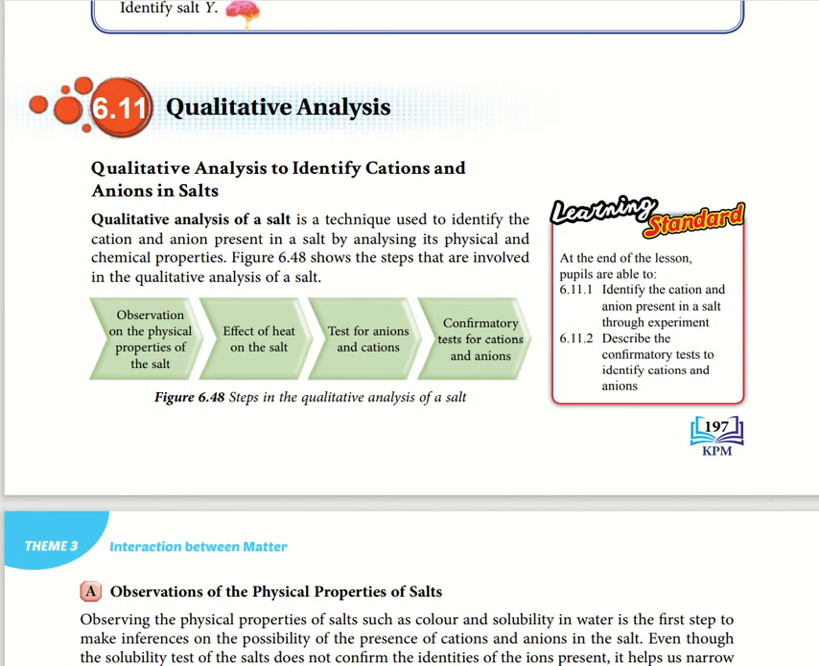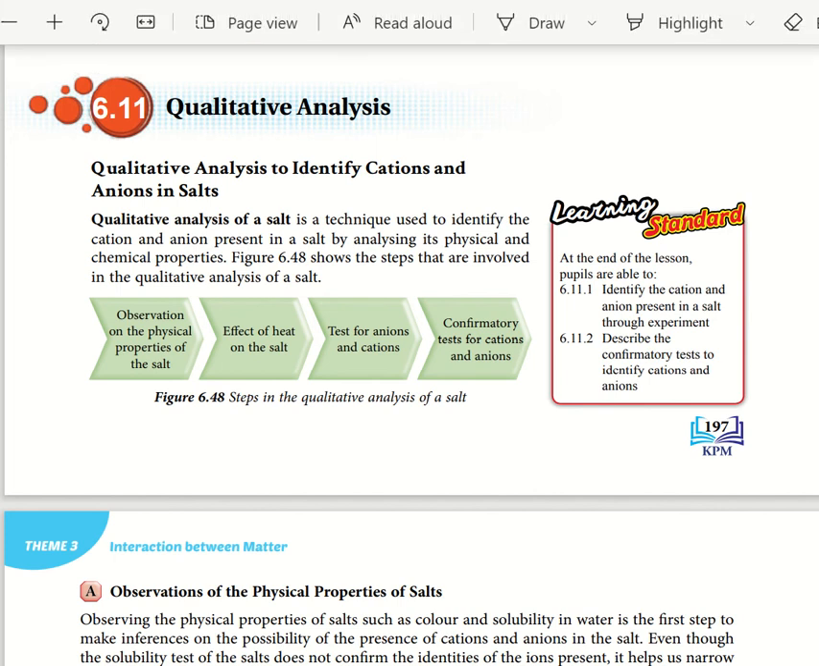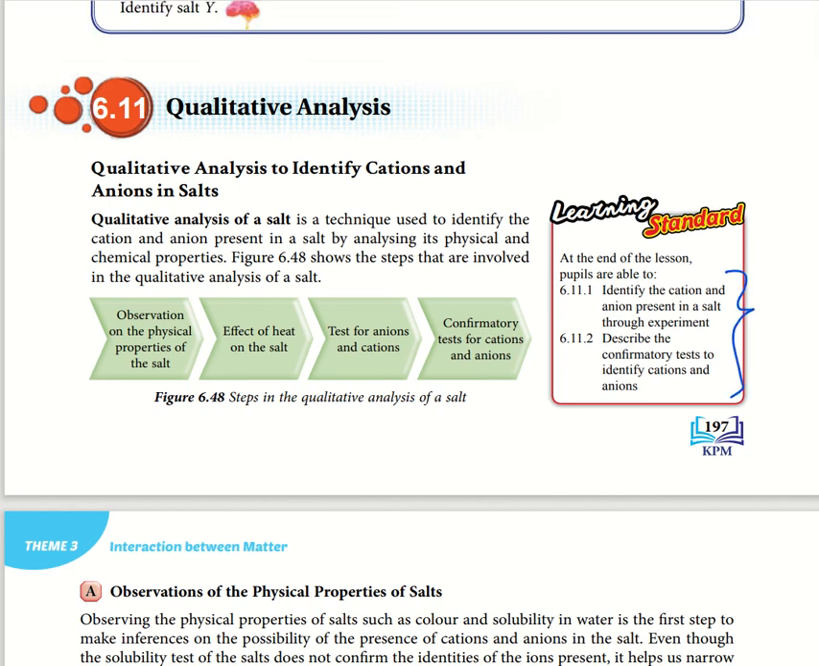So what you all have to know are these two learning standards. Look at these two learning standards. One is to identify the cation and anion present in the salt through experiment. And another one is to describe the confirmatory test to identify cation and anion.